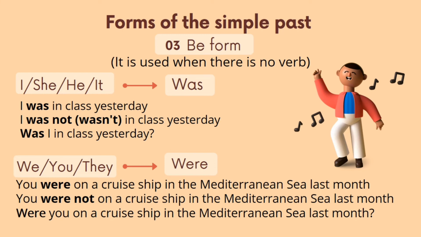And the form is actually the same as the previous one. It is subject plus were for the statement, subject plus were not for the negative statement, and were plus subject for the question statement. Just take a look at the example here. You were on a cruise ship in the Mediterranean Sea last month. You were not on a cruise ship in the Mediterranean Sea last month. Were you on a cruise ship in the Mediterranean Sea last month? So that's all the forms of the simple past.